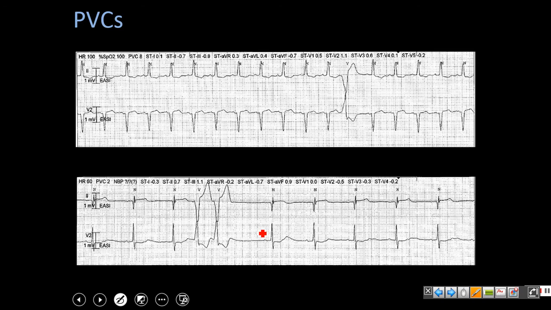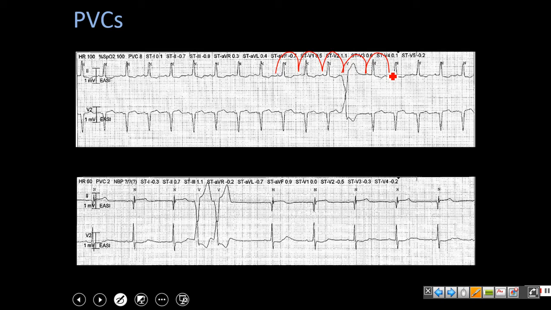Okay, here on the top is an example of a single PVC. As you can see, it's early, and it's got a very wide QRS complex. And just to mention about the compensatory pause, what that means basically is that it does not disrupt the atrial timing. So here's a P wave, P wave, P wave. There's going to be a P wave hidden right in there somewhere that you can't see, that's unassociated with that complex. And the next P wave falls right on time.